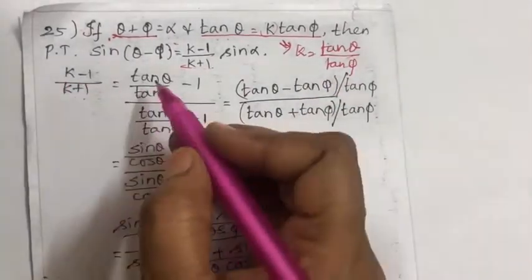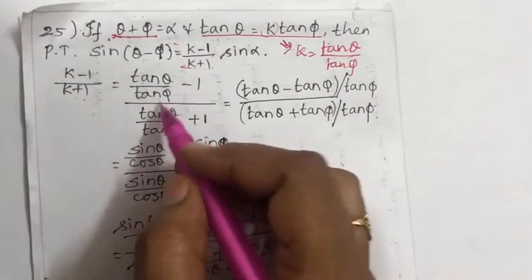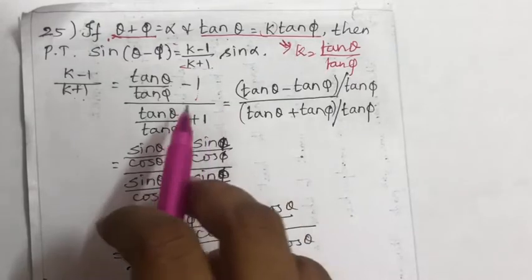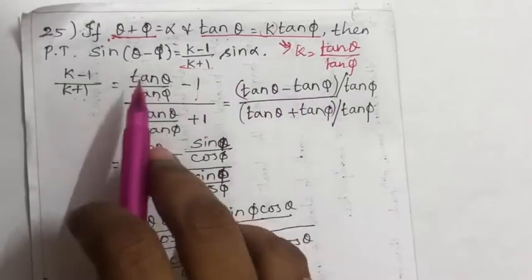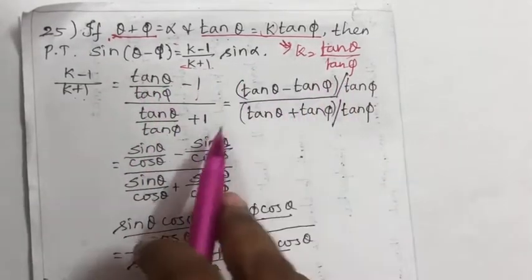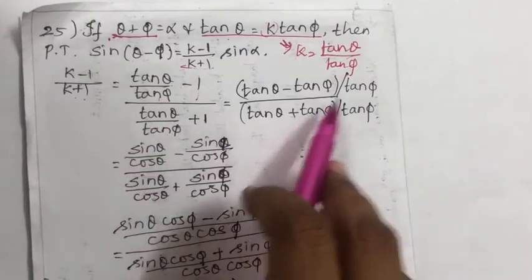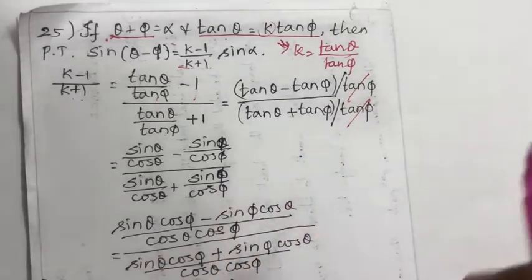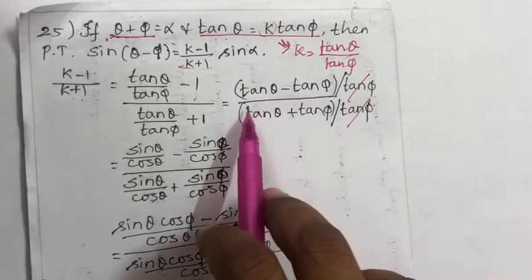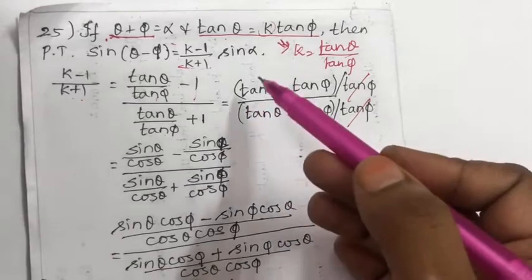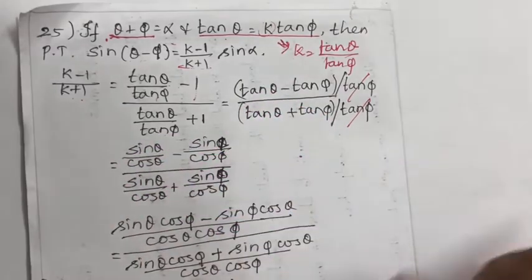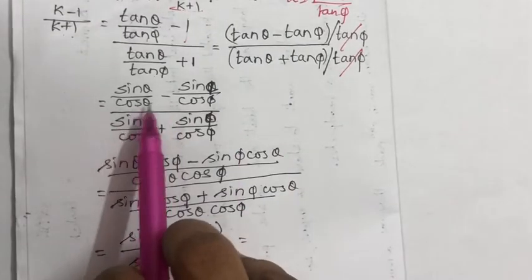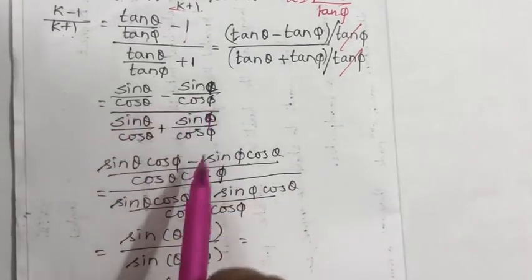So, instead of k I substituted tan theta by tan phi: (tan theta by tan phi minus 1)/(tan theta by tan phi plus 1). We can take tan phi as LCM. So, tan theta minus tan phi, and tan theta plus tan phi. So, in the denominator tan phi cancels. So, we are left with (tan theta minus tan phi)/(tan theta plus tan phi). Tan can be written as sin by cos. So, we have written the 4 terms as sin by cos.